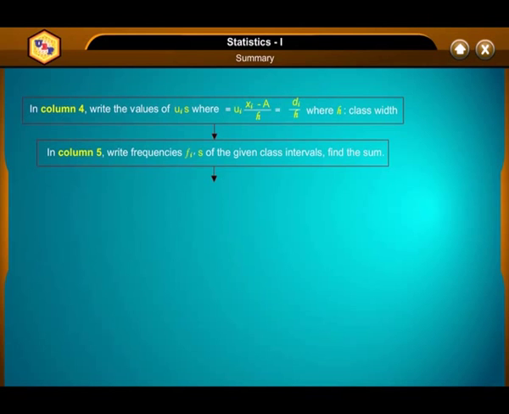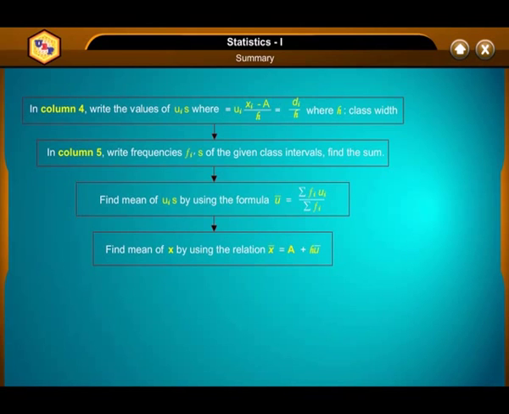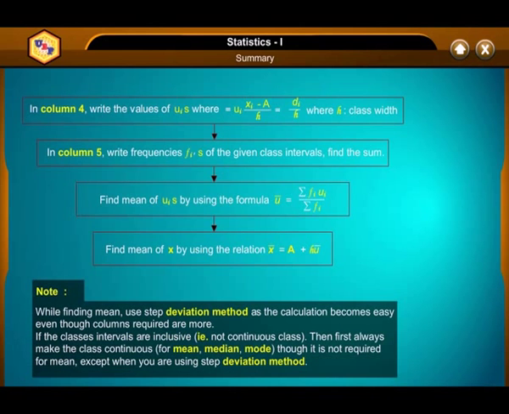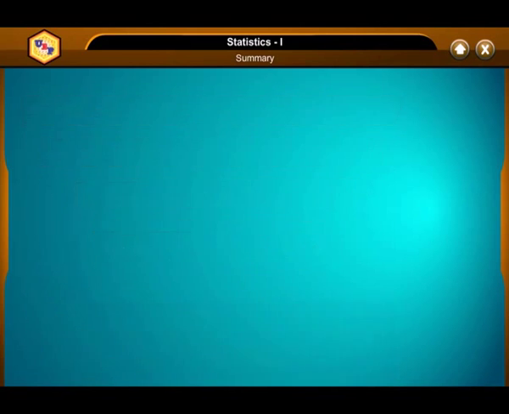of the given class intervals, and find the sum. Find the mean of ui's by using the formula. Find the mean of x by using the relation. Note, while finding mean, use the step deviation method as the calculation becomes easy even though the columns required are more. If the class intervals are inclusive, that is, not continuous classes, first always make the classes continuous for mean, median, mode, though it is not required for mean except when you are using the step deviation method.